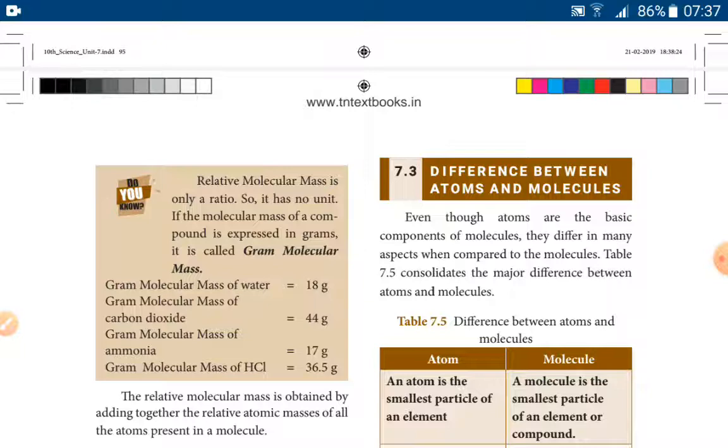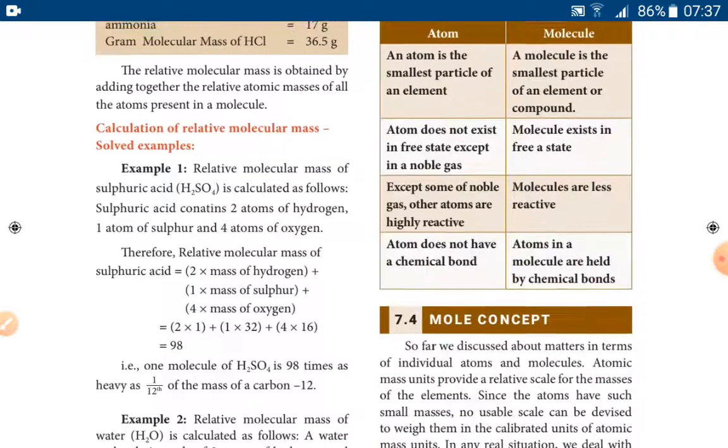And the relative molecular mass is also simply a ratio. There is no specific unit for this relative molecular mass, but for calculation purposes, we can say it is a gram molecular mass. Molecular mass of water is only 18, but gram molecular mass is 18 gram. Carbon dioxide molecular mass is 44, but gram molecular mass is 44 gram. And the molecular mass of hydrogen chloride HCl is 36.5, but gram molecular mass is 36.5 gram.